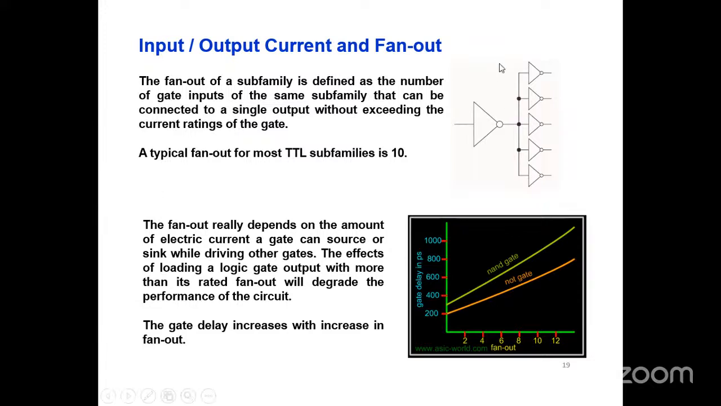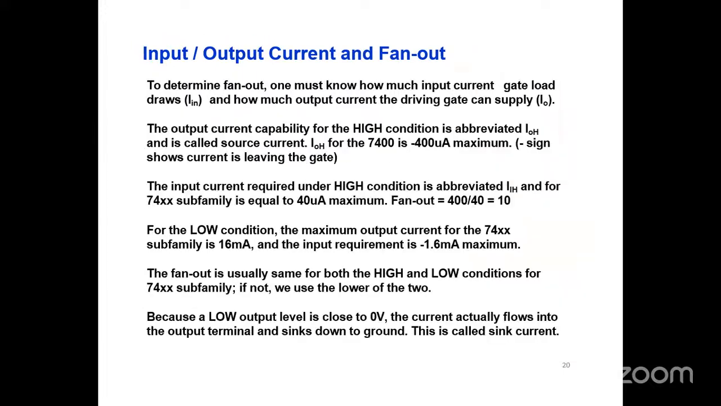So the fan out really depends on the amount of electric current a gate can source or sink while driving the other gates. So for the number of gates that can be handled on the output side or the input side, we have to be very cautious. The maximum number is 10. So while designing any IC in the circuit, we have to look into these parameters and then we can design the ICs.